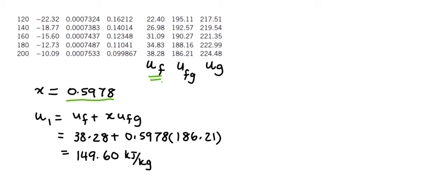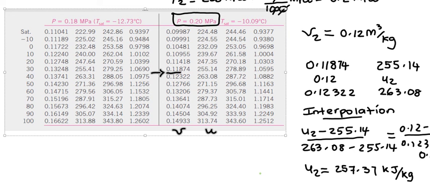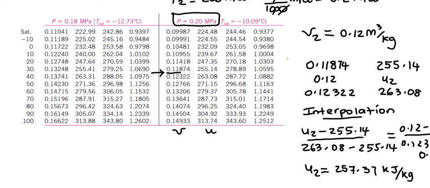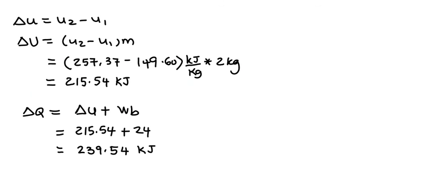And then for V2, you have a specific volume of 0.24 divided by 2, so you get 0.12 meter cube per kilogram. And pressure remains the same, 200 kilopascal. This is Vf, this is Vg, and your value is above Vg. 0.12 is above 0.099867, so the state is superheated vapor.